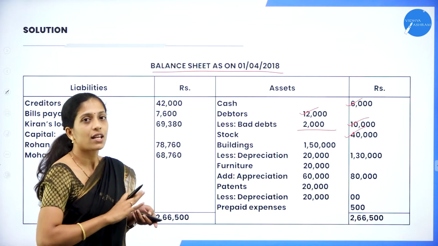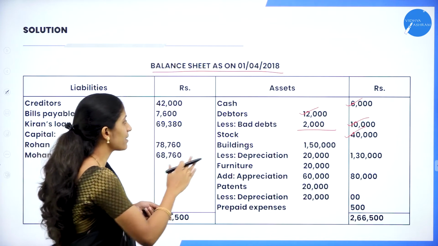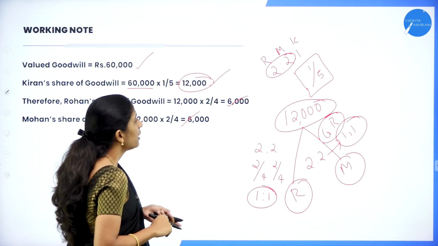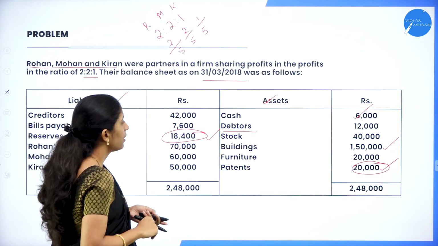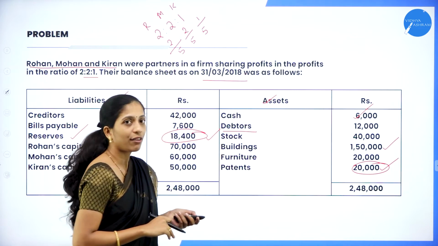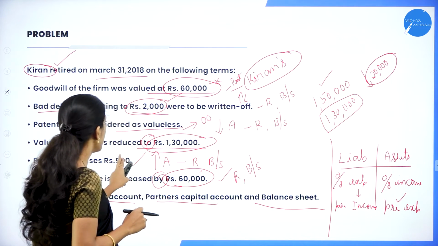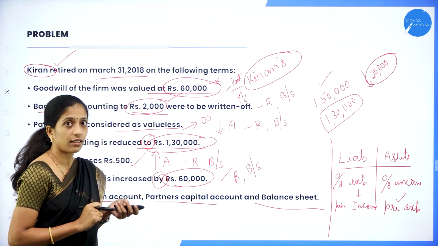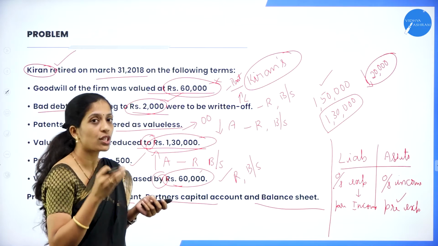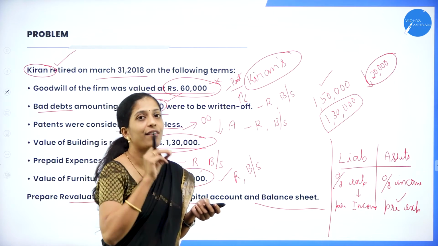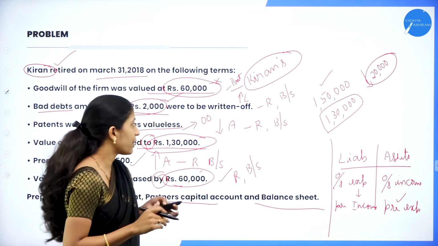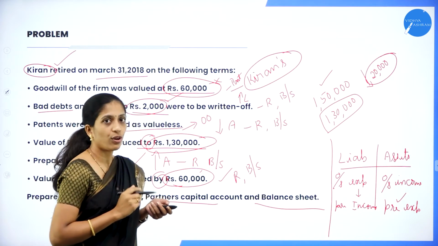So, stock, there is no increase or decrease. So, it remains the same. How much? 40,000. Next, coming to the next one. So, we have building 1,50,000. But what they have told? It has been reduced to 1,30,000. To what extent it has reduced? By 20,000. So, we have to deduct that 20,000 and we have to record the current value of building.